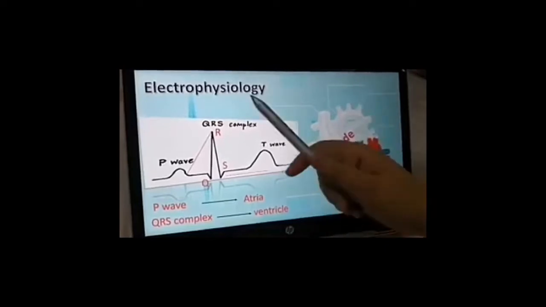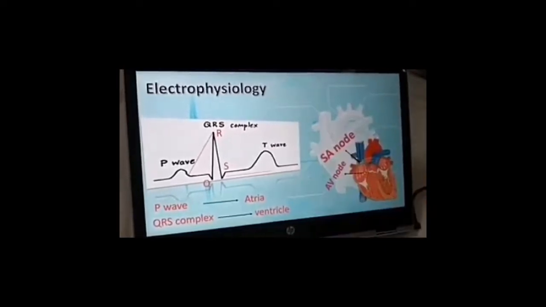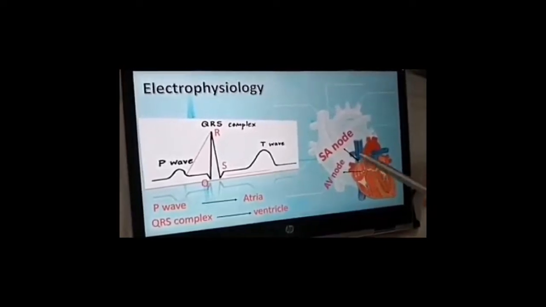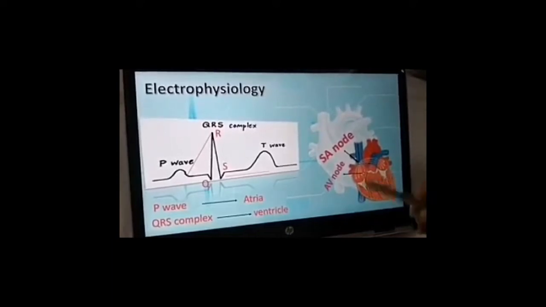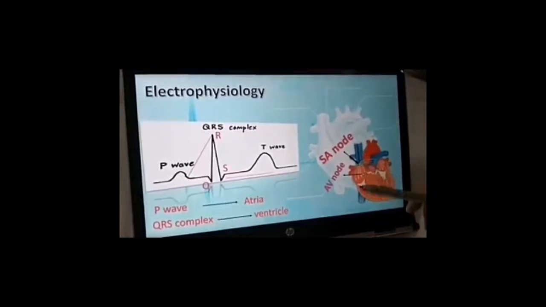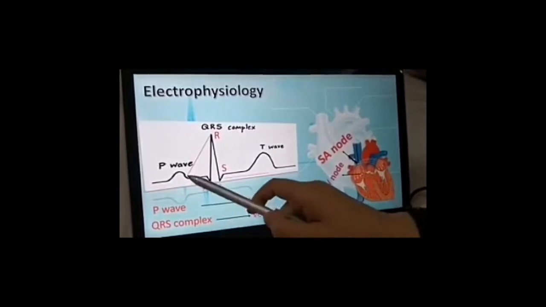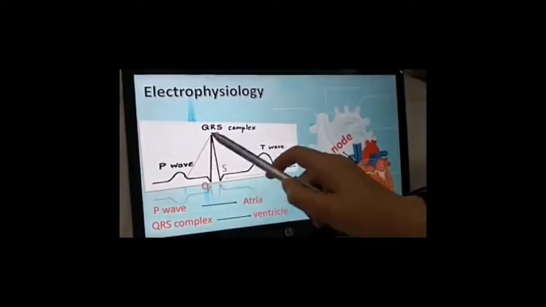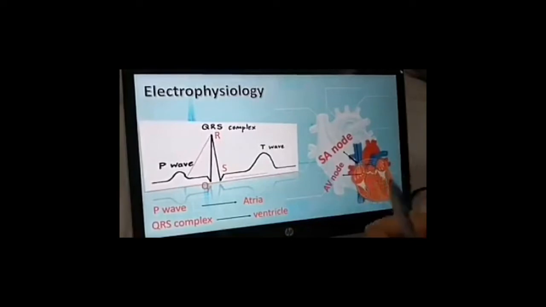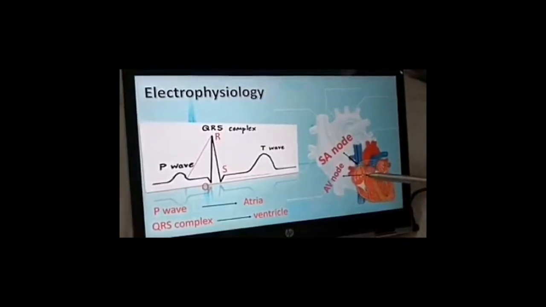Let's talk about the electrophysiology of the heart, starting with the SA node. The SA node is also called the pacemaker of the heart due to generation of the electrical impulses. So it's like a battery of the heart. The second thing is the PR interval. The PR interval is just a short delay when the impulse is received by the AV node.